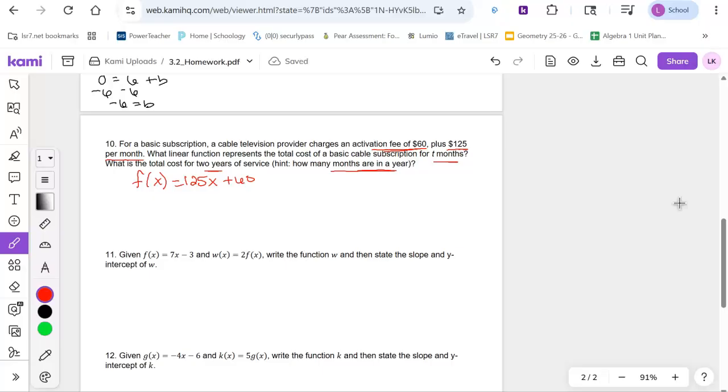Now it says how much is it going to cost for 2 years? So remember, 1 year is 12 months. So 2 years is going to equal 24 months. So I'm going to plug that 24 in for x. So f of 24 equals 125 times 24 plus 60. 125 times 24 is 3,000, plus 60. So for 2 years, it's going to cost $3,060.